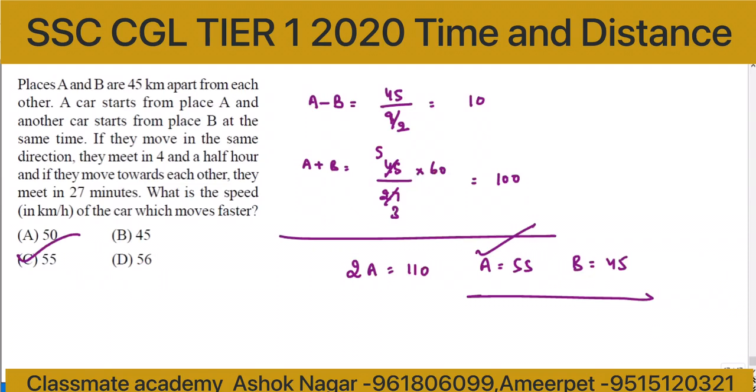Taking the relative speeds in both the cases, relative speed is equal to what? Simply I'm taking distance by time. If they are approaching each other, it is plus. If they're moving in the same direction, it is minus.